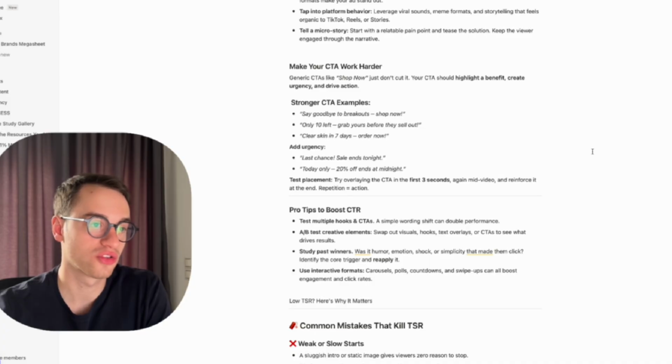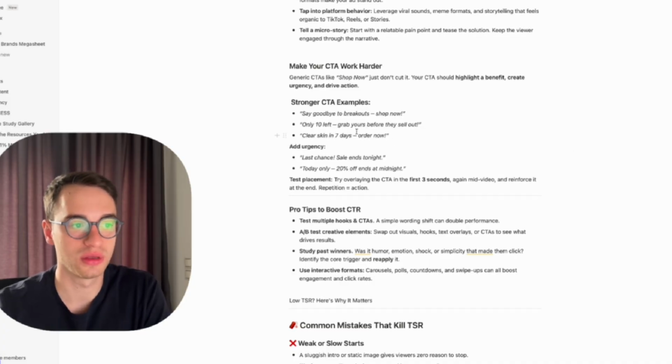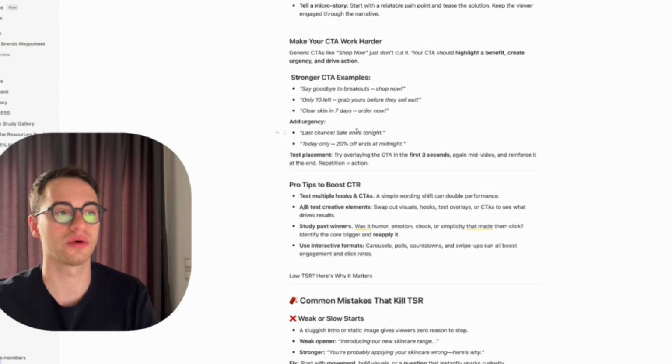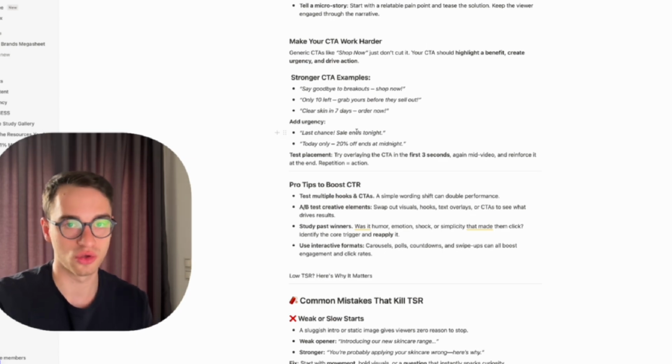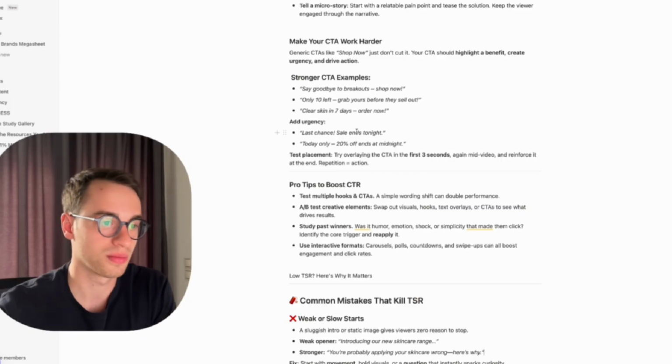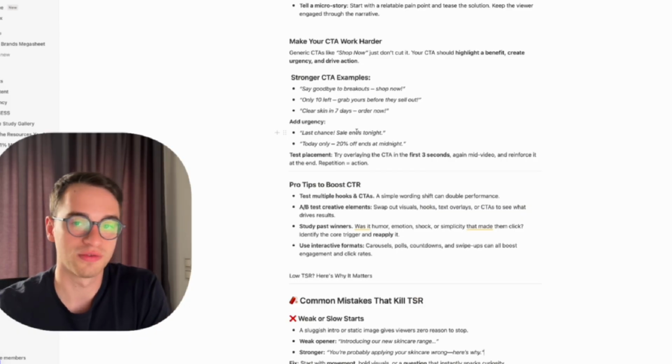So some much stronger call to action examples can be, for example, "Say goodbye to breakouts," or "Now only 10 left, grab yours before they sell out." So using that exclusivity, but also this narrative that we need to take action now before that specific offer is off the website.